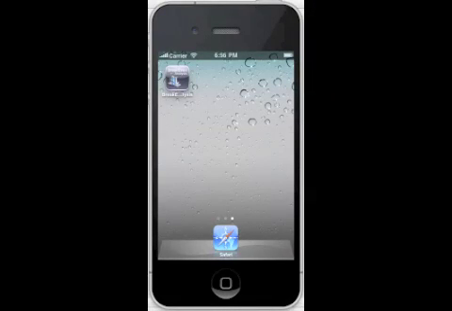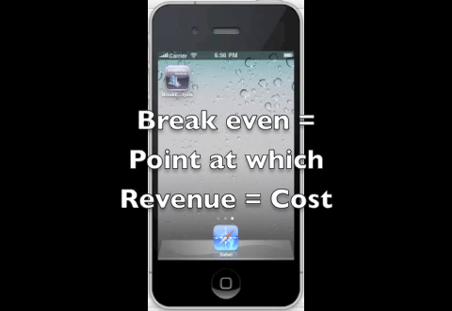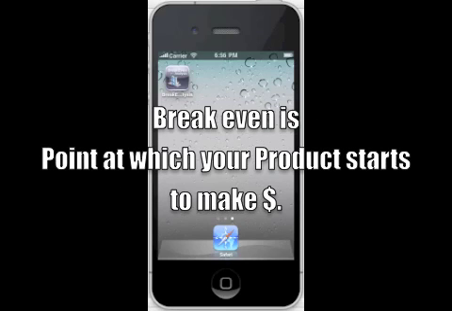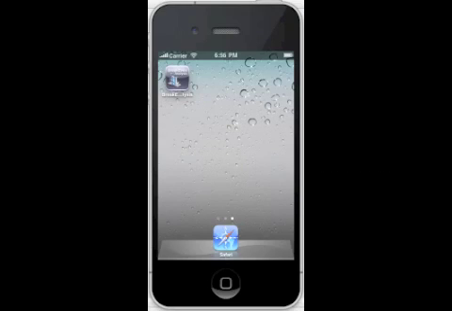This app helps you calculate the number of units required for production so that the revenues received from those units equals the cost associated with producing them. In other words, it helps you figure out the point at which your product will begin to make a profit. Well, let's dive right into it.